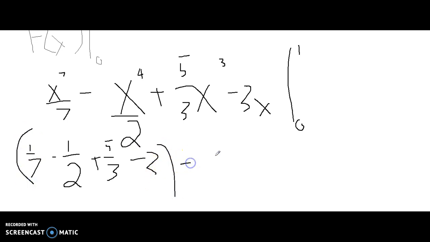And then you're going to subtract. Then you're going to put in 0, which is quite simple for this, since x is a part of every expression here. It's going to be 0. So what you're going to be left with is going to be 1/7 minus 1/2 plus 5/3 minus 2. And I think that should equal negative 6 over 7.